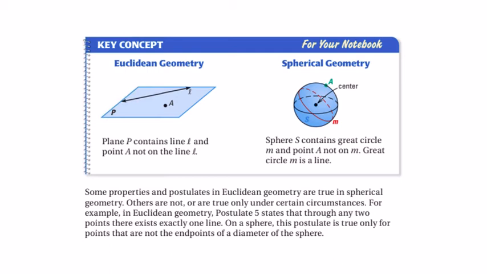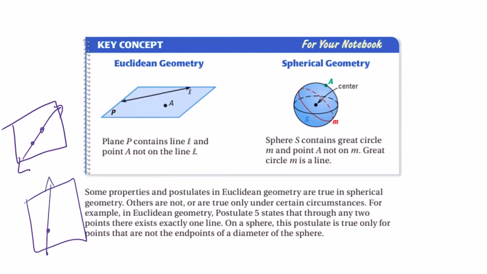So, for example, in Euclidean geometry, if you flip all the way back to postulate 5, so this would be in chapter 1, this postulate is true, and it says that through any 2 points there exists exactly one line. So here I have my plane, here I have 2 points, and here I have my line. I can't draw another line through those 2 points, and if I were to draw another line through this 1 point, it wouldn't go through that second point. So that's what that postulate says.